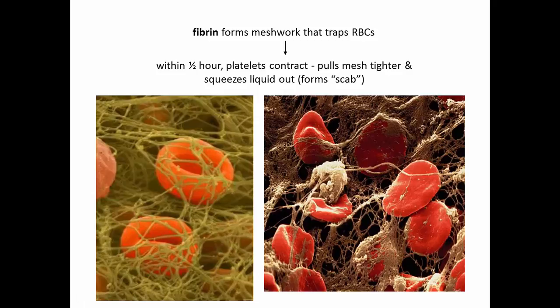It pulls that mesh really, really tight, squeezes any of the water out, and that's what forms a scab. And that happens whether it's internally or externally. Externally it's very dry. Internally, of course, that scab would be quite moist. And that is the patch. And as new cells are regenerated, they will replace that patch, and eventually we won't need that patch anymore.